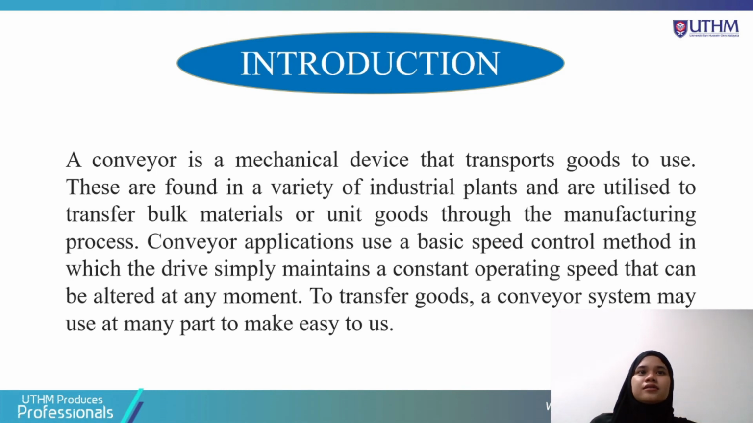Okay, introduction for this assignment. A conveyor is a mechanical device that transports goods for use. These are found in a variety of industrial plants and are utilized to transfer bulk materials or unit goods through the manufacturing process. Conveyor applications use a basic speed control method in which the drive simply maintains a constant operating speed that can be altered at any moment. To transfer goods, a conveyor system may use many parts to make it easy to use. That's all. Thank you.